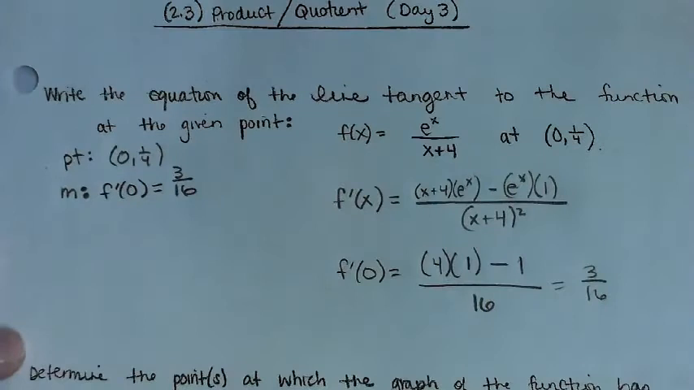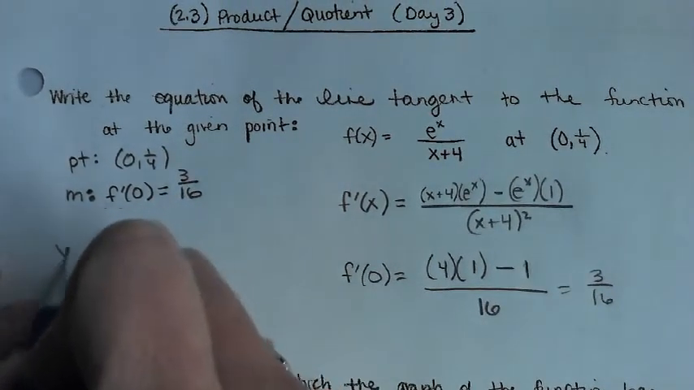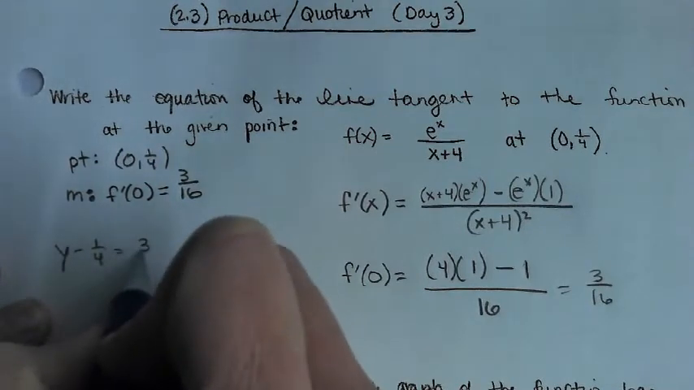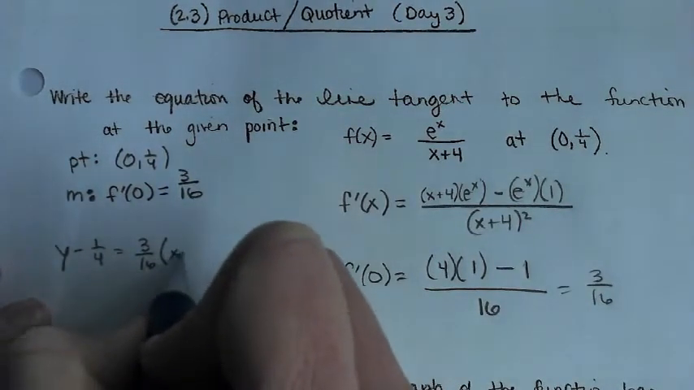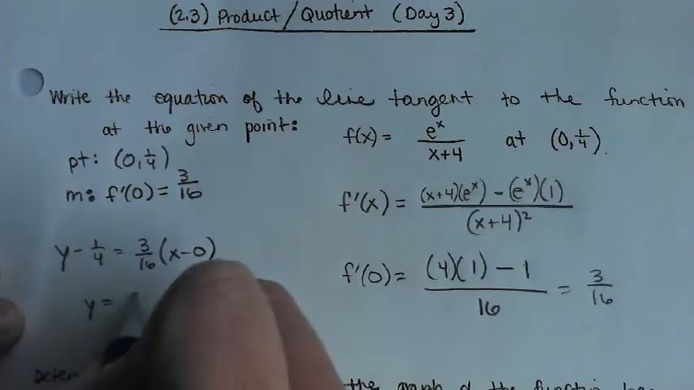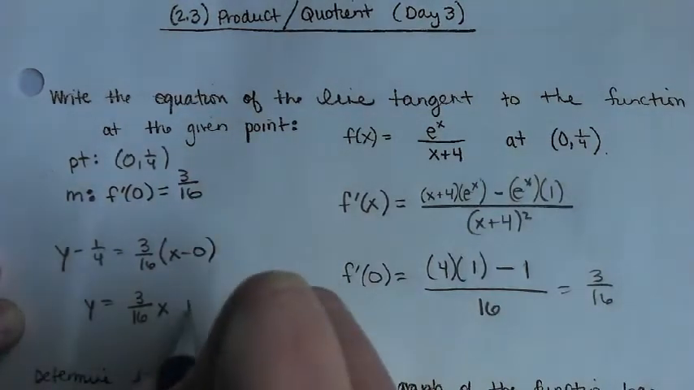There's where we were in the larger, grander scheme of things. So we're going to write this equation. So y minus a quarter equals m times x minus 0. So that's just going to be y equals 3/16 x plus a fourth.